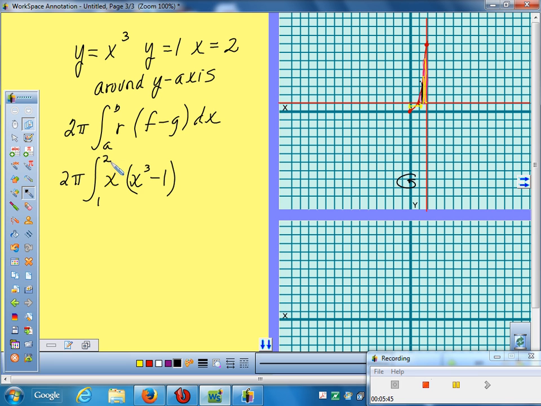Always x. Or y, if you're using y as a problem, as long as you're going around the x or y axis. Now, if we go around some other line, we'll have to change our radius slightly. But normally, it's just x or y if you're just going around a normal x or y axis. Okay, and then from there, any big deal to integrate that?